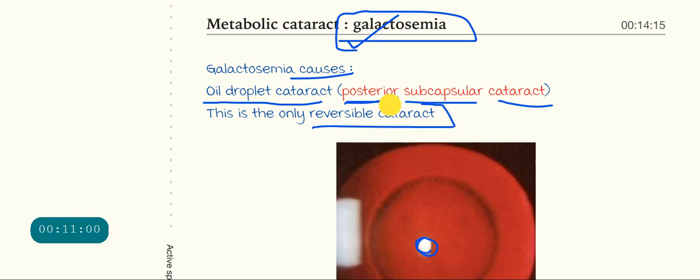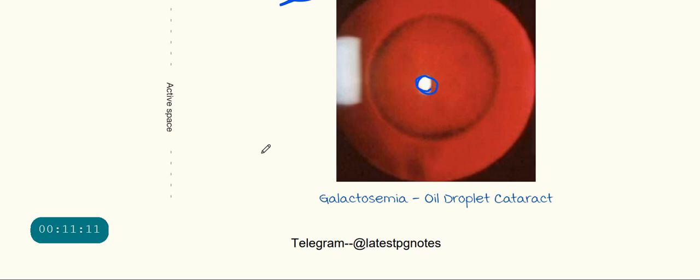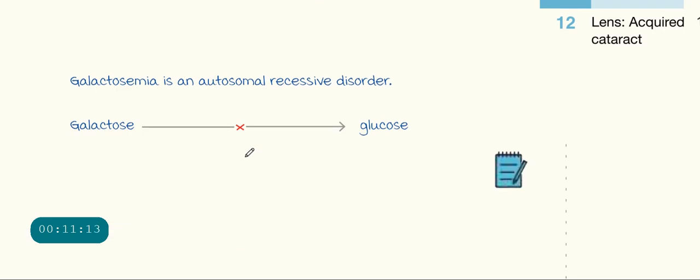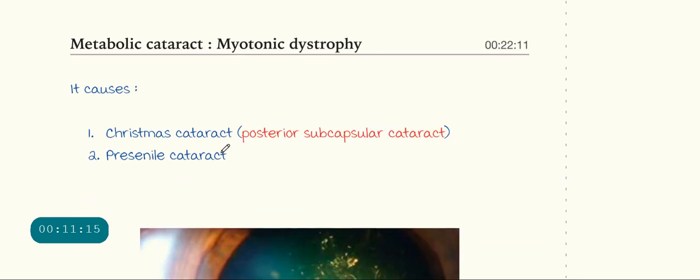A very important point over here: this is a reversible type of cataract. Which type? Galactosemia cataract. The next one is myotonic dystrophy, which leads to cataracts. So what are all the causes of cataract in myotonic dystrophy?